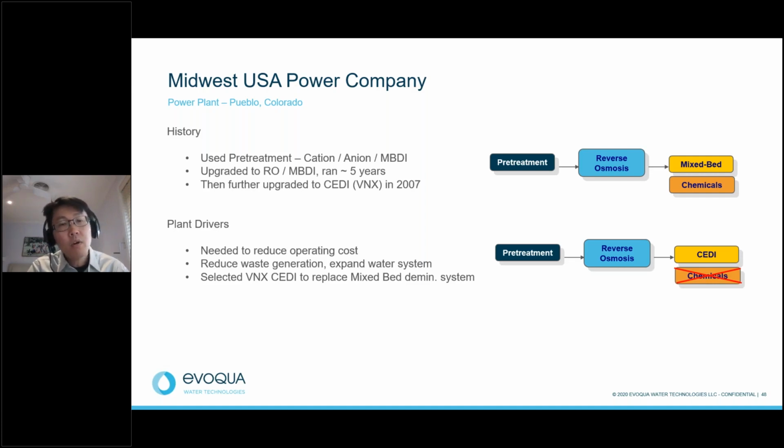The main driver for all this is the need to reduce operating costs, and also a need to reduce waste generation and expand the water system. So they chose our CDI modules.